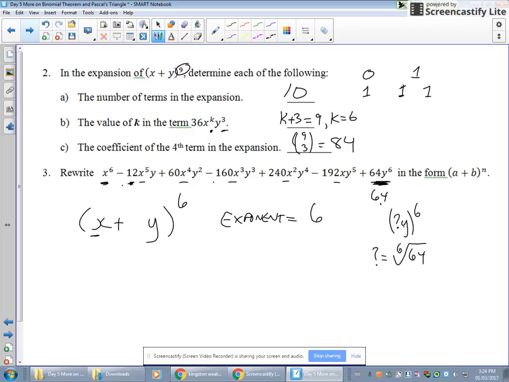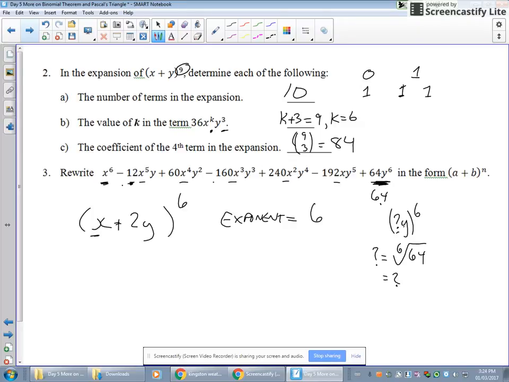And that is equal to 2, because 2 times 2 times 2 times 2 is 4, times 2 is 8, times 2 is 16, times 2 is 32, times 2 is 64. So the 6th root of 64 is equal to 2. That must mean that my b term is 2y. But I'm not quite done yet.